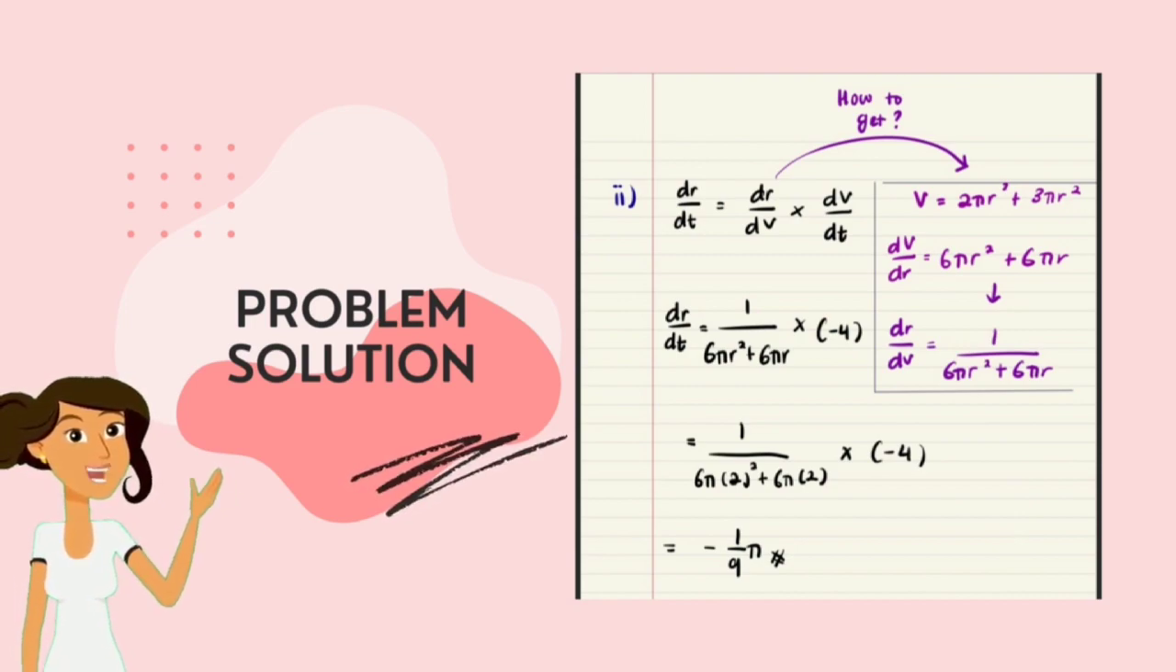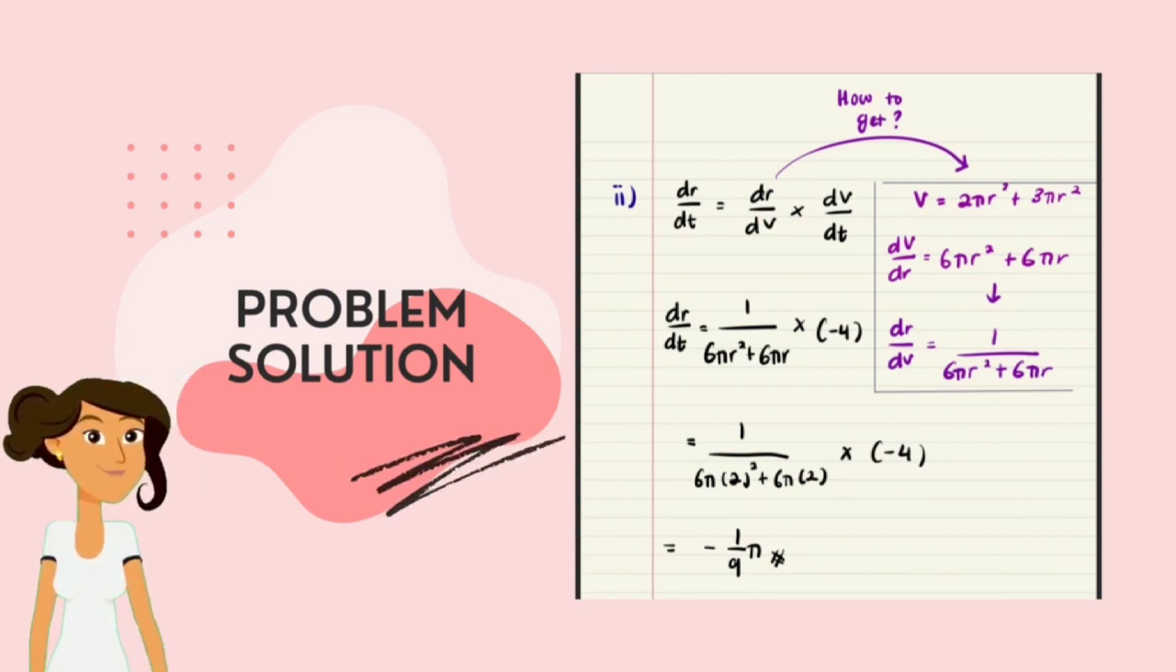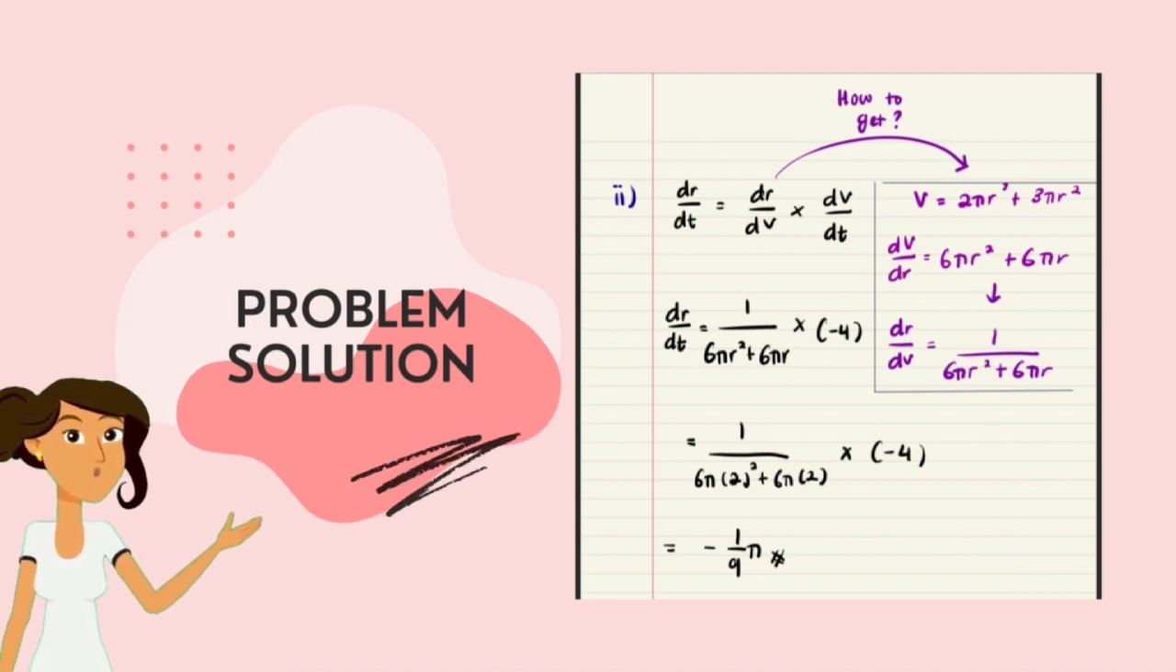Next, how will we know what dV/dt is? The question states that the ice is melting at a constant rate of 4 cm³ per second, which means that the volume of the ice is melting at 4 cm³ with each passing second. This means that dV/dt will be -4 because it is a decreasing volume. Lastly, with the given information r = 2 cm, we can substitute the value into 6πr² + 6πr, and now we can finally solve the problem.